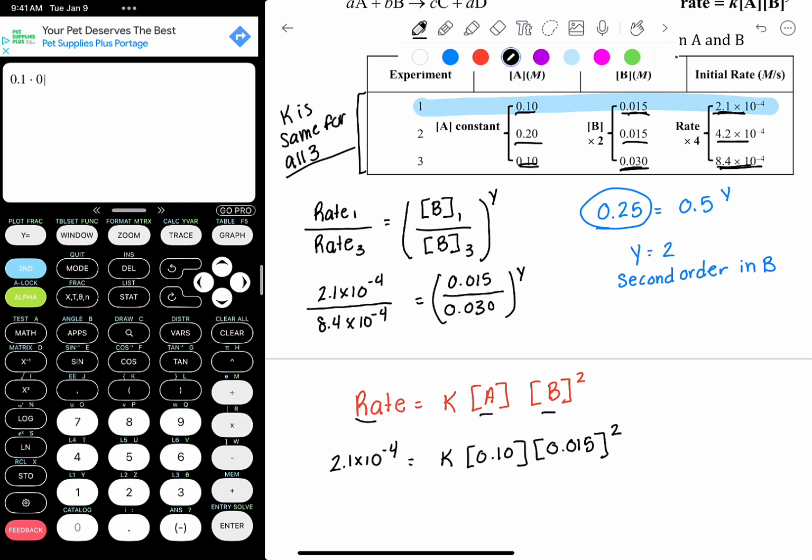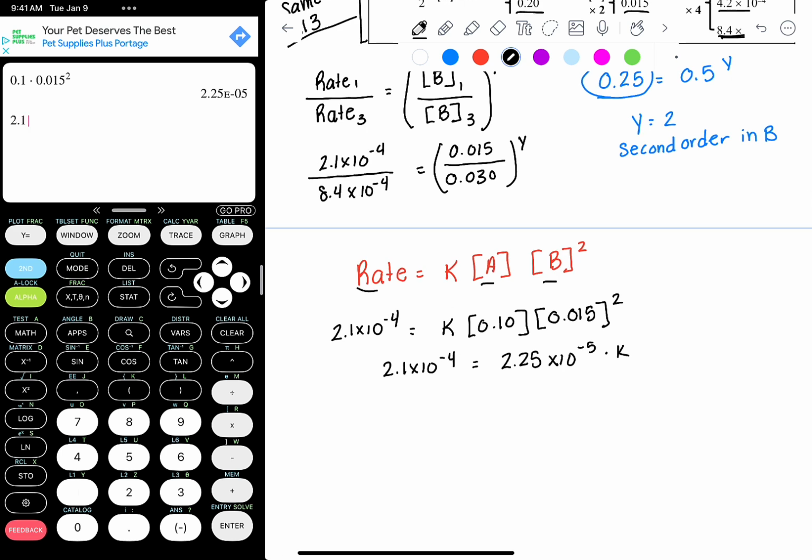0.1 times 0.015 squared. So we get 2.1 times 10 to the minus 4 is equal to 2.25 times 10 to the minus 5 times K. So we'll take that rate, 2.1 times 10 to the minus 4, and divide it by 2.25 times 10 to the minus 5. And we get a K that is equal to 9.3. We have 2 sig figs throughout this, so we'll keep it at 2.